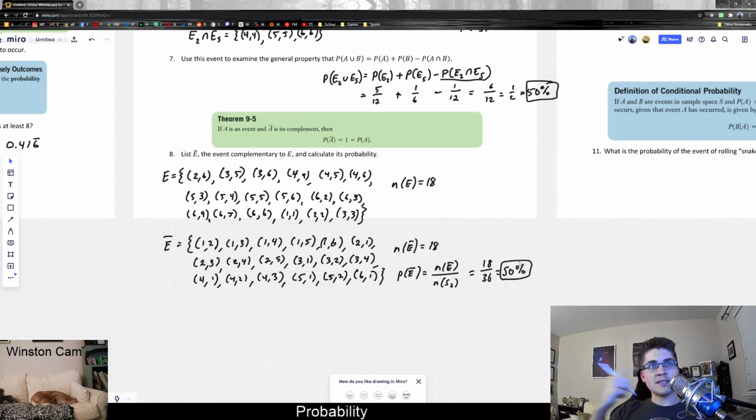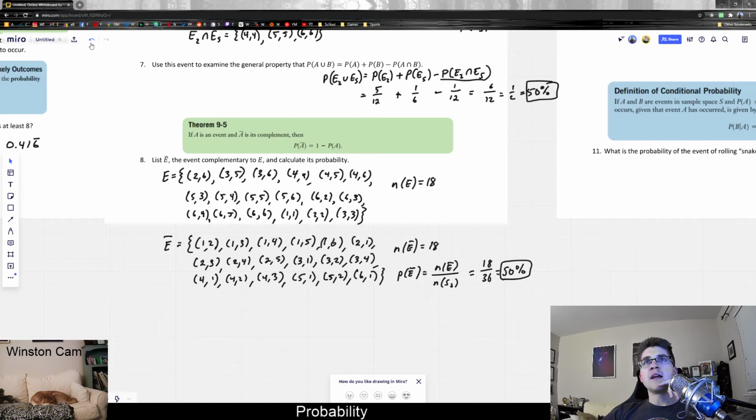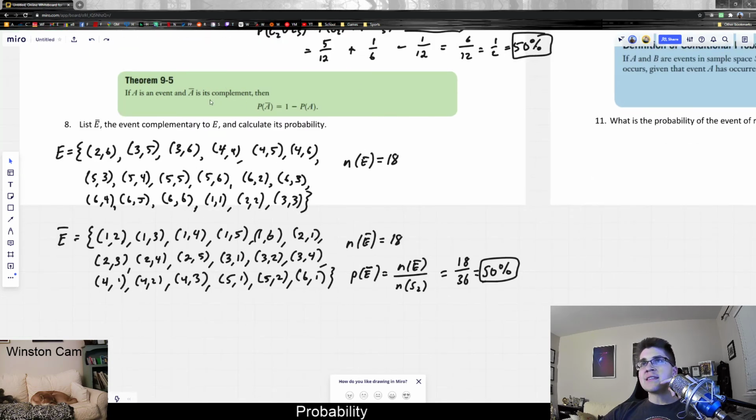Again, just coincidentally, it's the same, but let's go back to Theorem 9.5, which I introduced the video with, and talk about why this is true. So what it says is that the probability that the complementary event occurs is equal to 1 minus the probability of A. And the key thing to remember about 1 is 1 always represents 100%, because 1 in a ratio sense stands for everything, like the whole pie. 50% is half of the pie.